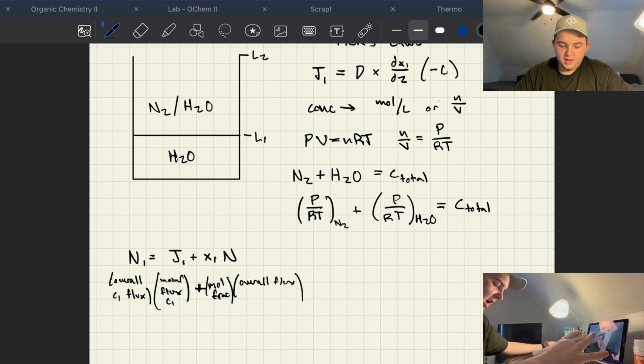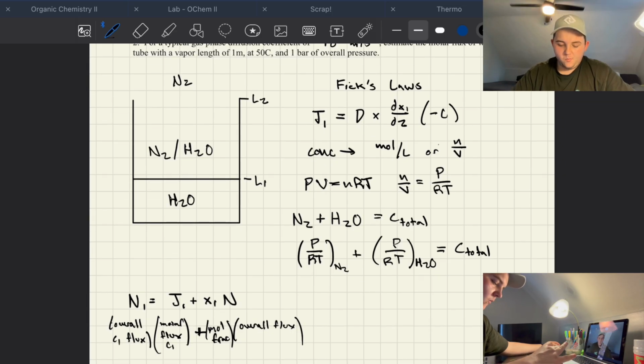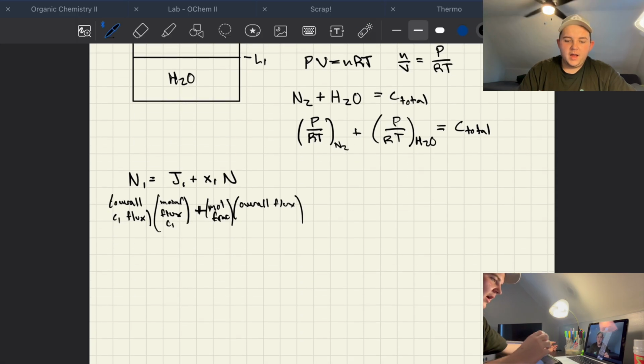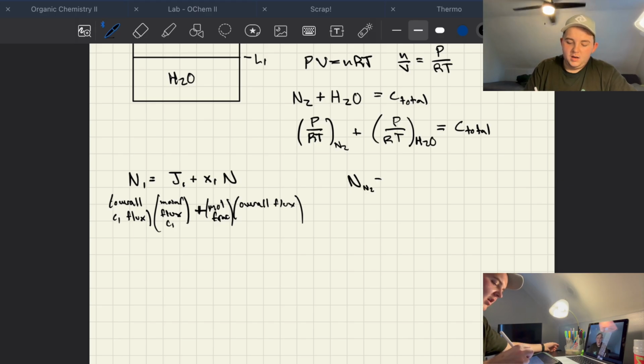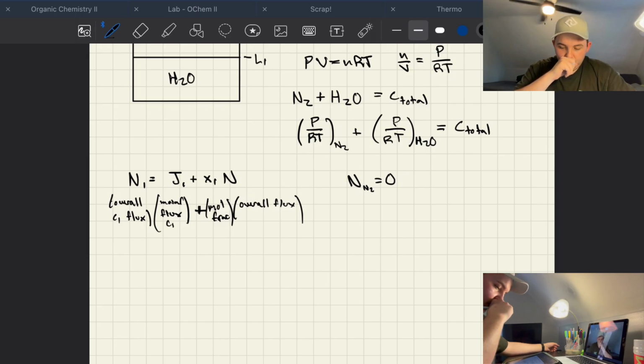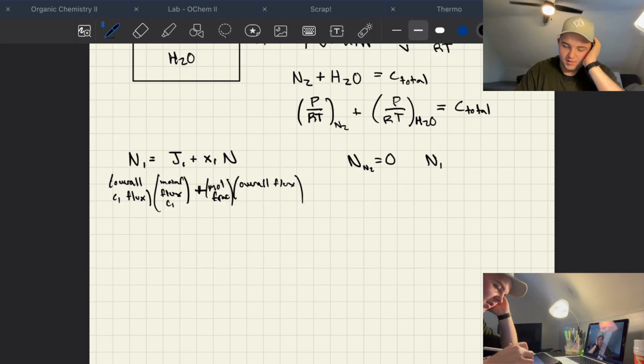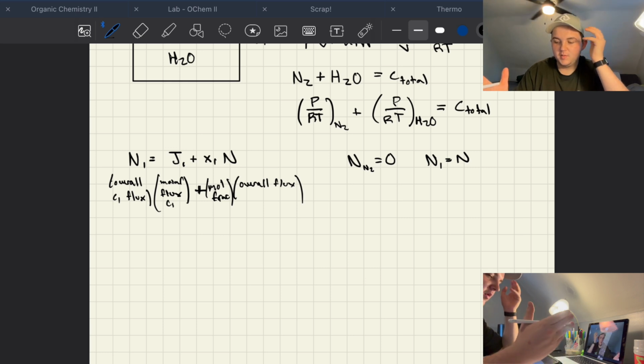Our N of N2 is going to be equal to 0, because it cannot break this level here. It cannot go any further than this H2O, so it maxes out its potential there. So we can write N of N2 equal to 0. Also N1 will be equal to N, since N1 plus N2 equals N.